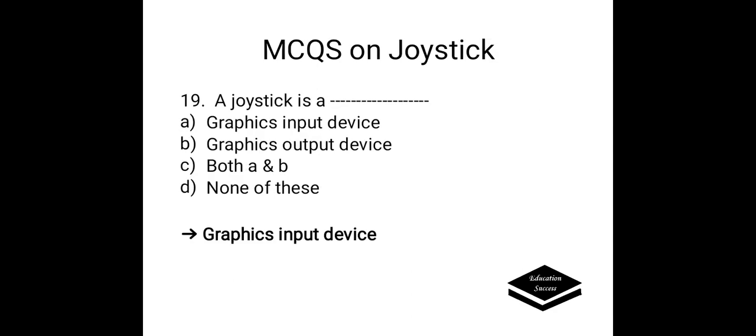A joystick is a. Options are A. Graphics input device, B. Graphics output device, C. Both A and B, D. None of these. Correct answer is graphics input device. A joystick is a graphics input device.